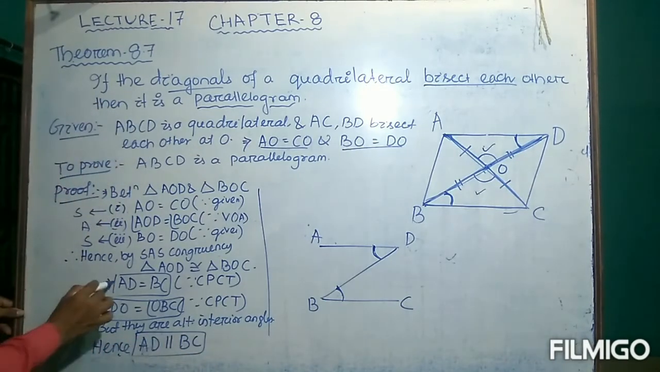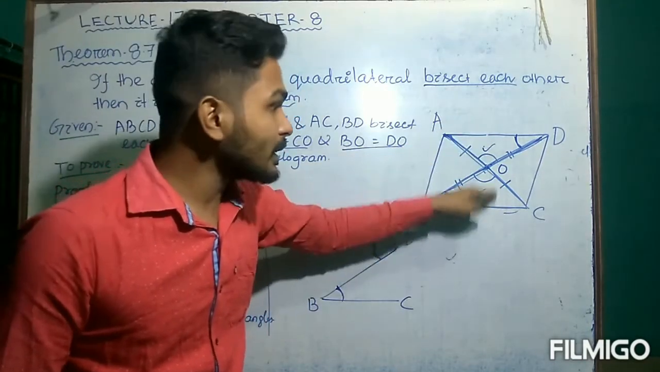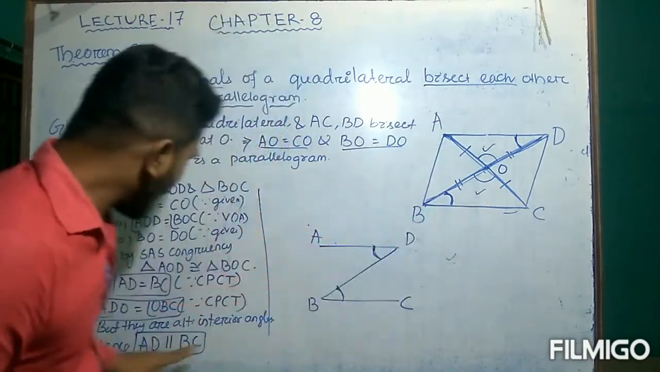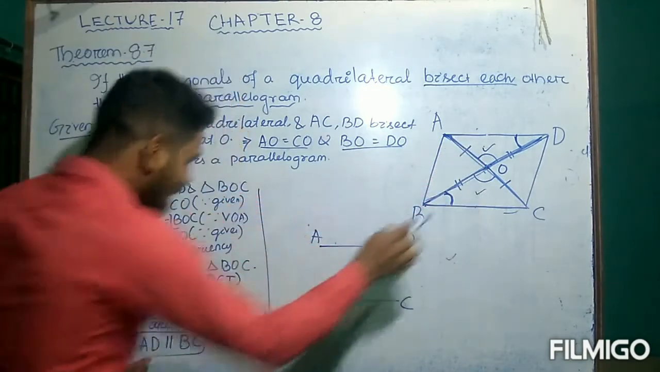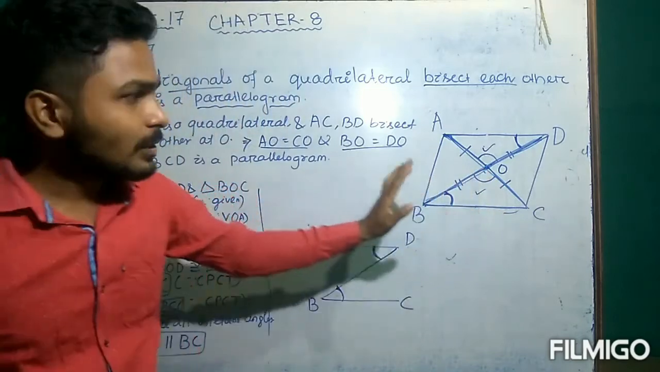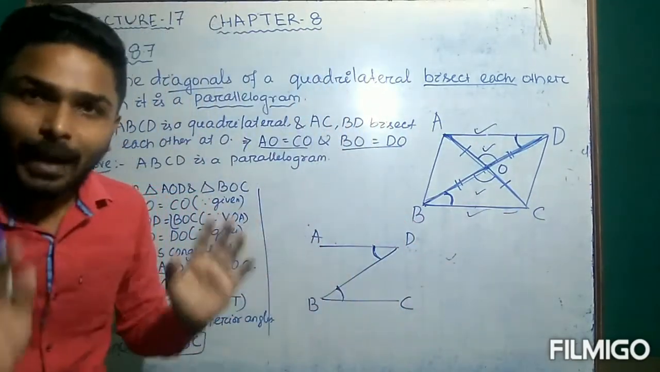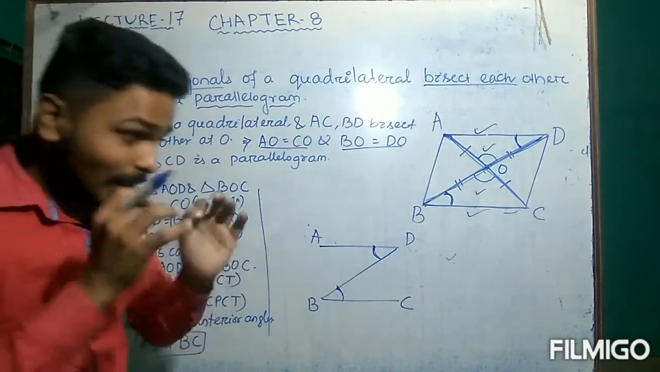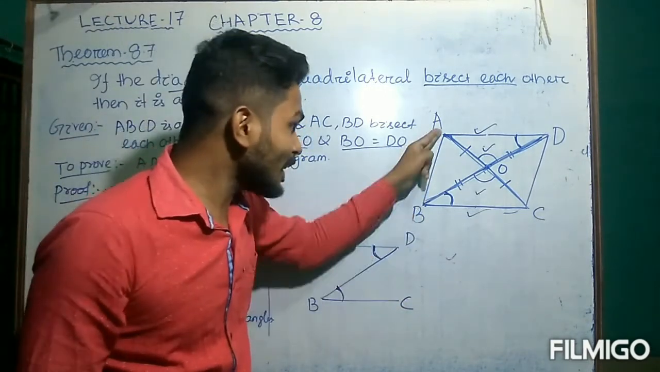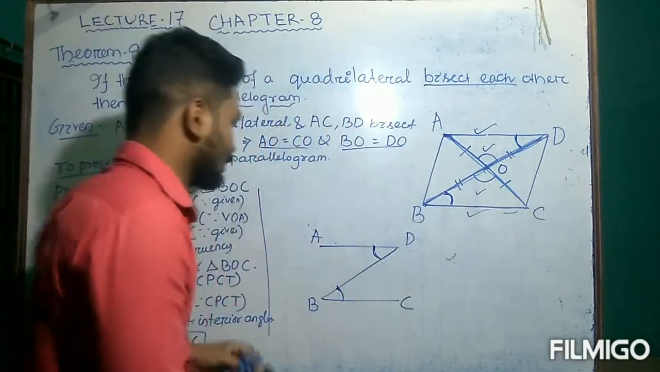Okay. So initially we have proved AD and BC are equal. That means a pair of opposite sides are equal. And now we have proved AD and BC are parallel. So out of the two pairs of opposite sides, one pair of opposite sides are parallel and equal. We have proved it. So the rest of the proof is to show that this side and this side are equal and parallel.